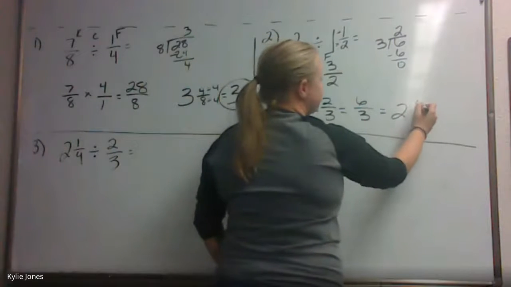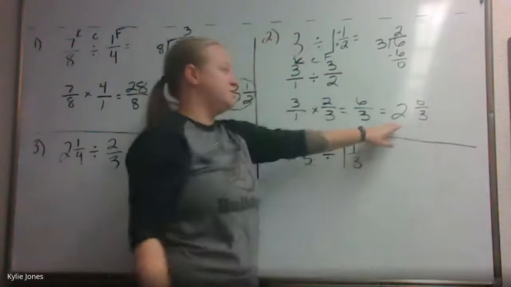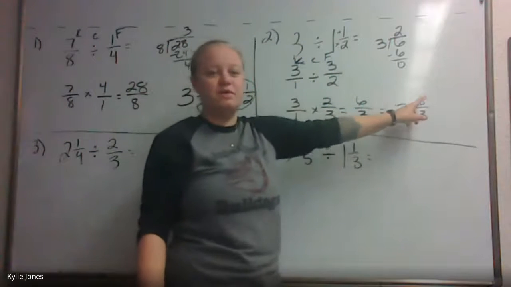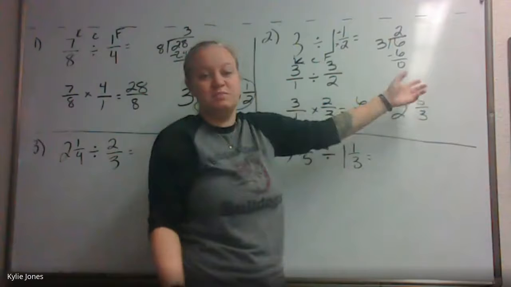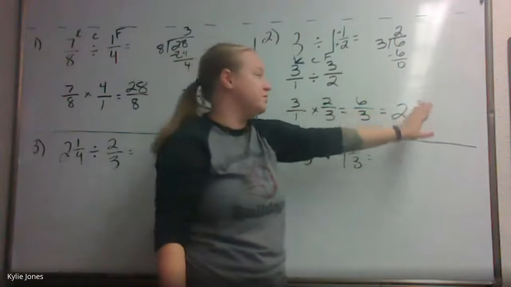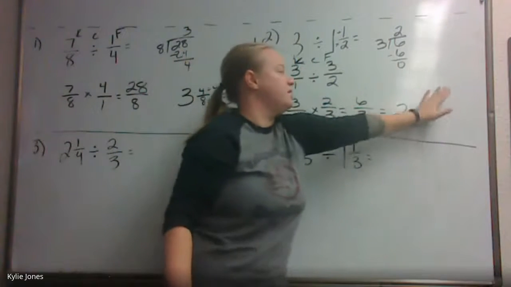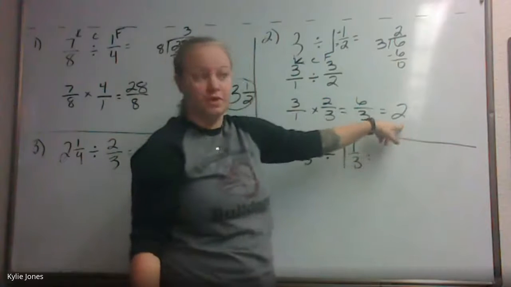2 and 0 over 3. So you have 2 and 0/3. But if you have 0 on the top of a fraction, it just means that there's no fraction part of it left over. So you can just get rid of it. And your answer here is a whole number, 2.